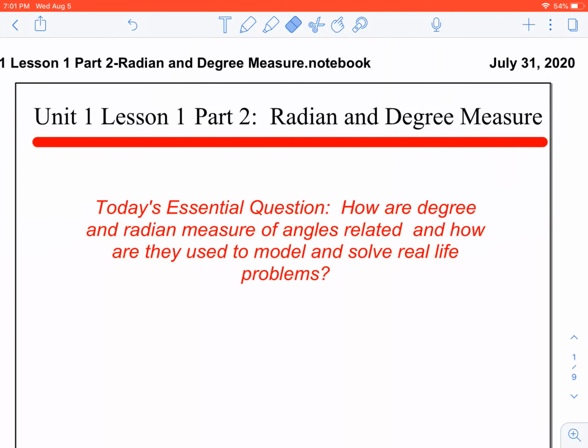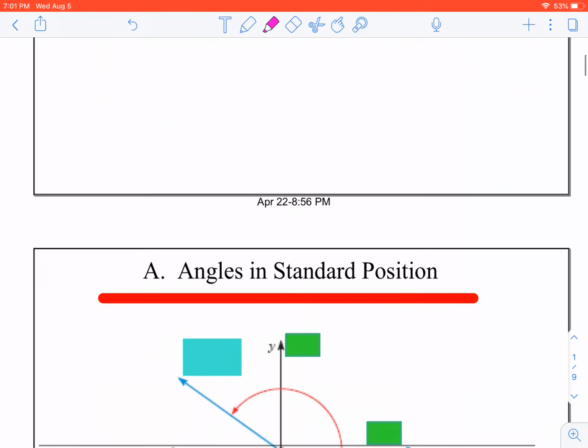Welcome to Unit 1, Lesson 1, Part 2. We're going to talk about radian and degree measure. Radian measure could be new for some of you if it's not a review topic. Degree measure should be something you're familiar with from high school geometry, middle school, or even elementary geometry units. We're going to talk about how they're related and how we use them in real life problems.